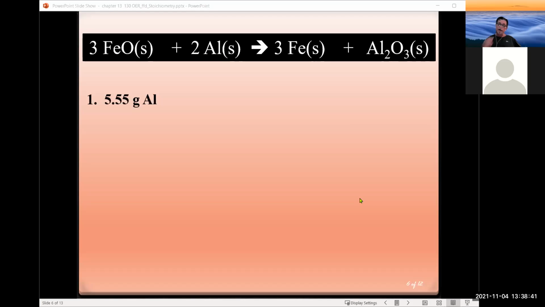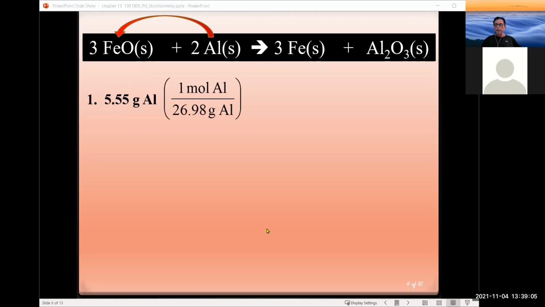All right, let's take the first one. We still have the equation there. We start off with 5.55 grams of aluminum. Obviously, the first thing we need to do is convert that to moles. We cannot do grams to grams; we have to go through moles. Our relationship is between the iron 3 oxide and aluminum, and we don't care about anything else. The first conversion factor converts us to moles of aluminum. This is the atomic weight, 26.98.